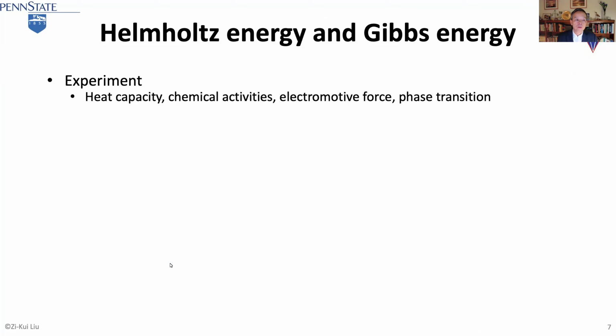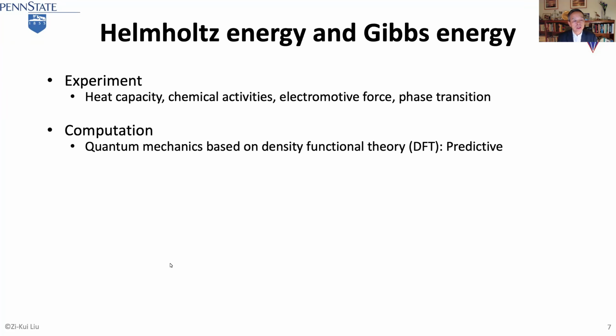So we do experiments. We measure heat capacity, we measure chemical activities, we measure electromotive force of phase transitions. Then we can evaluate the Gibbs energy or Helmholtz energy, for instance, most of the Gibbs energy from this experiment data. We can also get it from computation. So what we can do today is quantum mechanics based on density functional theory, which is predictive because it doesn't require the experimental input.